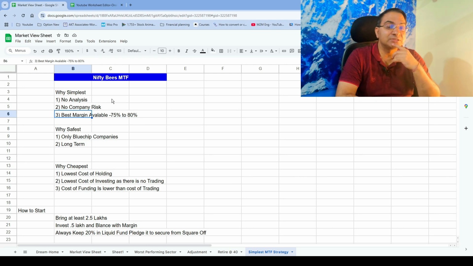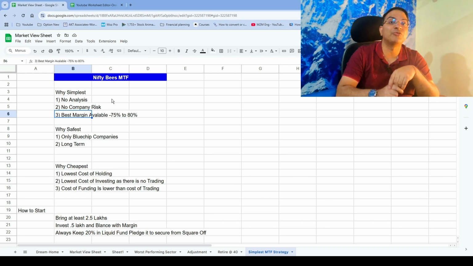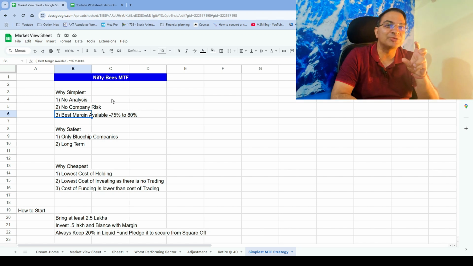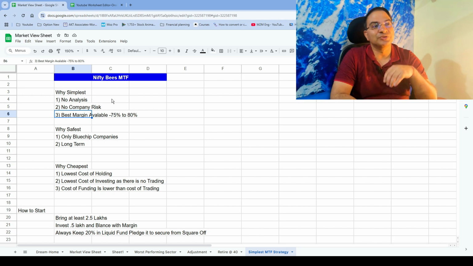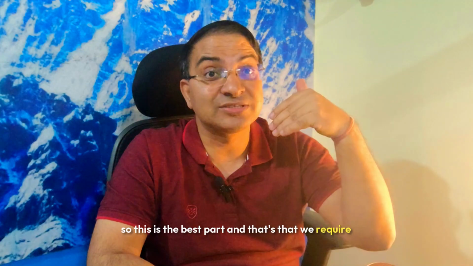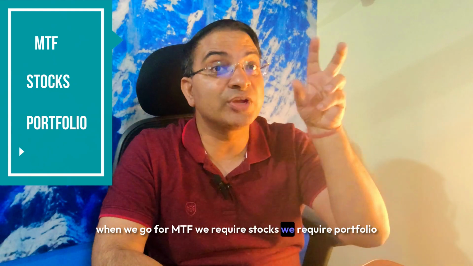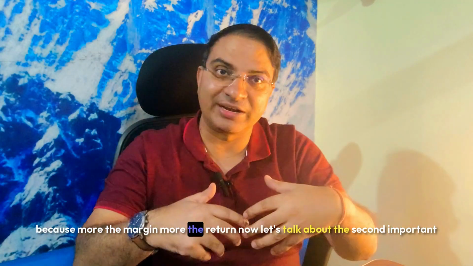Even if I take 75%, suppose you want to create a 10 lakh rupees portfolio, you just need to bring 2.5 lakh rupees. You can easily get a loan or margin of 7.5 lakh rupees, and your 10 lakh rupees portfolio is ready. So this is the best part that we require when we go for MTF. We require stocks, a portfolio where we can get maximum possible margin, because the more the margin, the more the return.